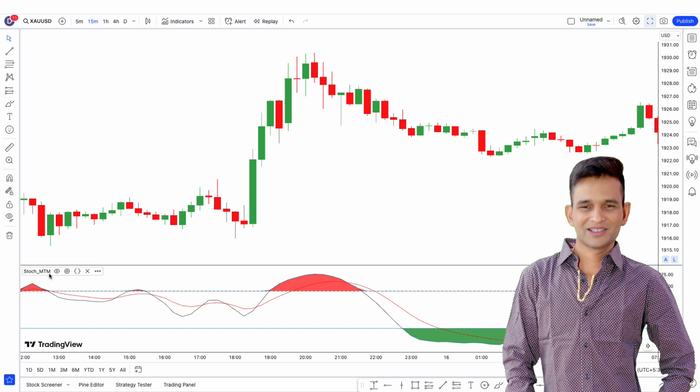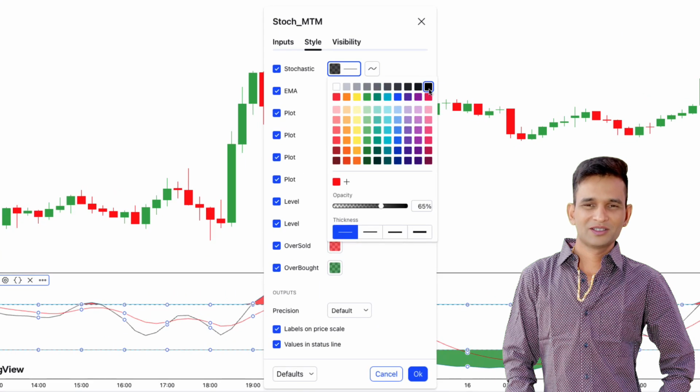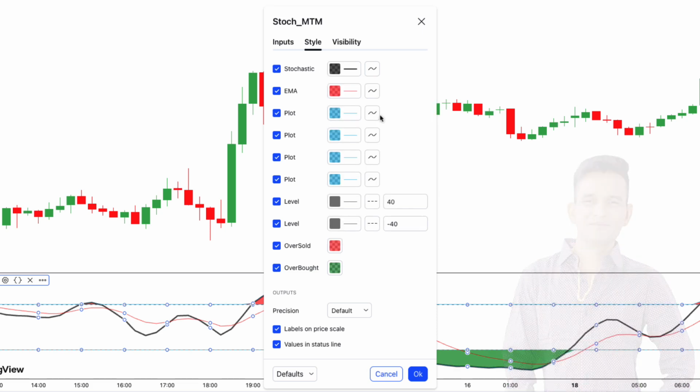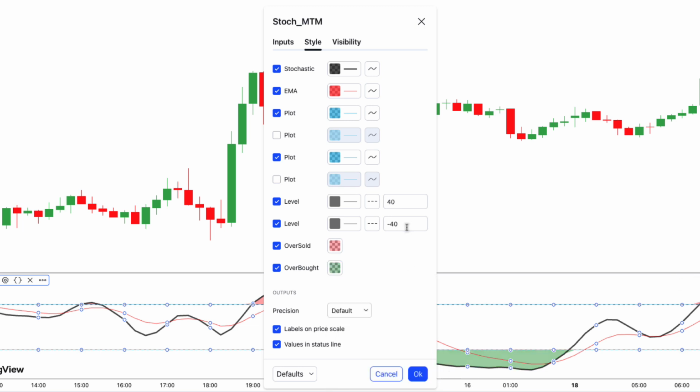To customize the indicator's settings, click on the gear icon. Then go to the Style tab and change the Stochastic line, including increasing its thickness for better visibility. For the plots, uncheck the second and fourth plots. Now all lines, levels and plot colors can be adjusted.